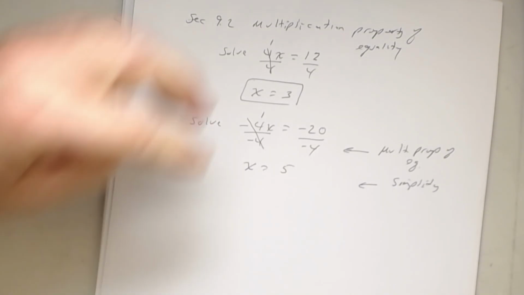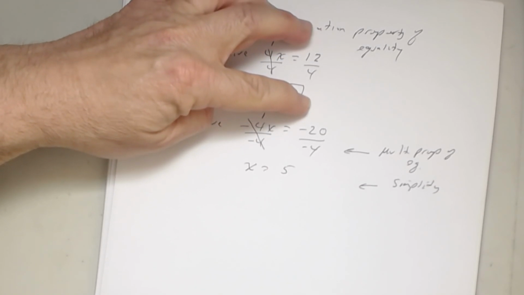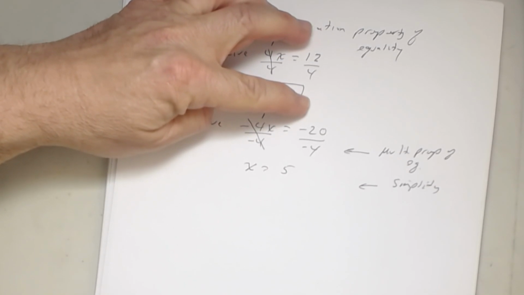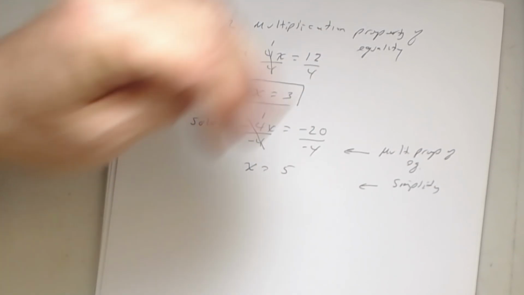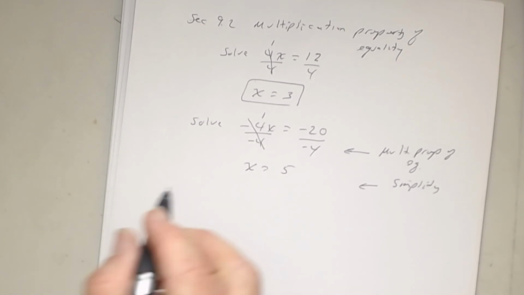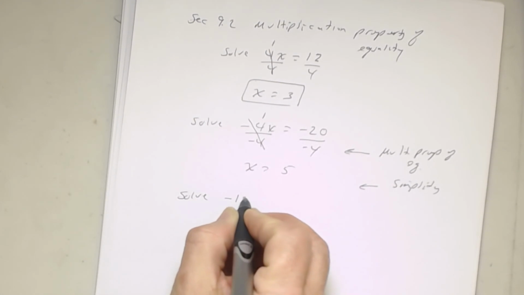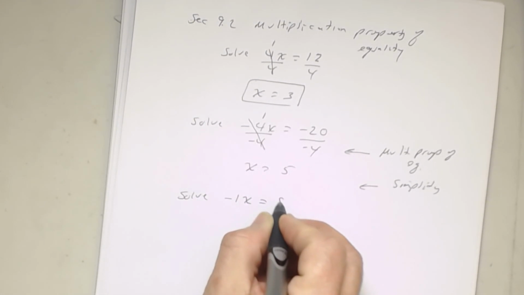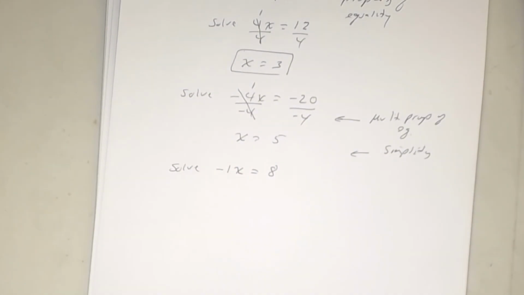And it kind of makes sense because, in the original equation, is negative 4 times 5 a negative 20? Yes. Okay? All right, now what if I had this? Negative 1x equal 8.